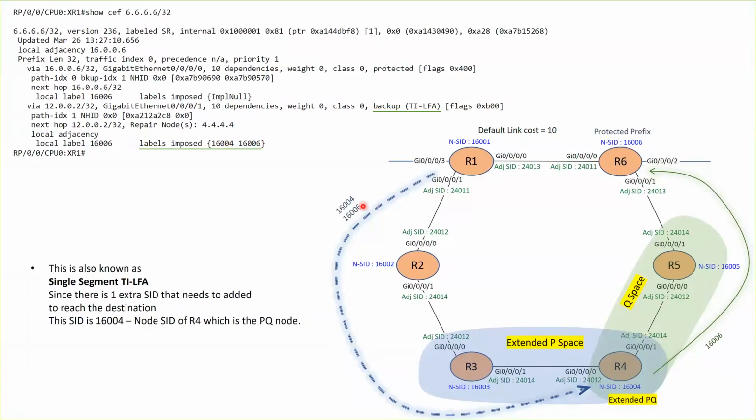Same thing, R4. R1 will send with label 16,004 to R2. R2 will swap it with 16,004 sent to R3. R3 will pop 16,004 because R4 is directly connected. R4 receives packet with 16,006. R4 will send it to R5 and then R6. Clear, right? So far so good. On WebEx also, I hope so far so good. Again, any questions? Feel free to interrupt. Yeah.